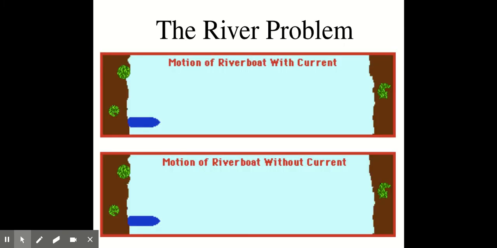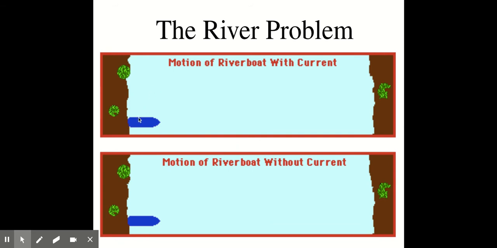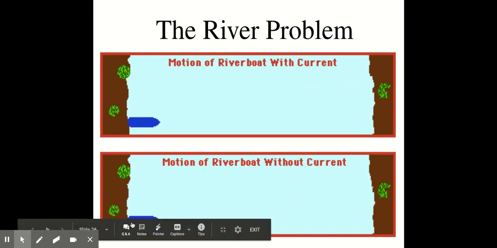The old riverboat problem. The motion of the boat with the current, and the motion of the boat without current. Oh, I lost it. It's not on here. If we have the motion of the boat with the current, we're going to pretend the current is moving this way up to the top. The river is moving towards the words at the top, so the boat gets carried over here to the shoreline. Without current, the boat would just come straight across.